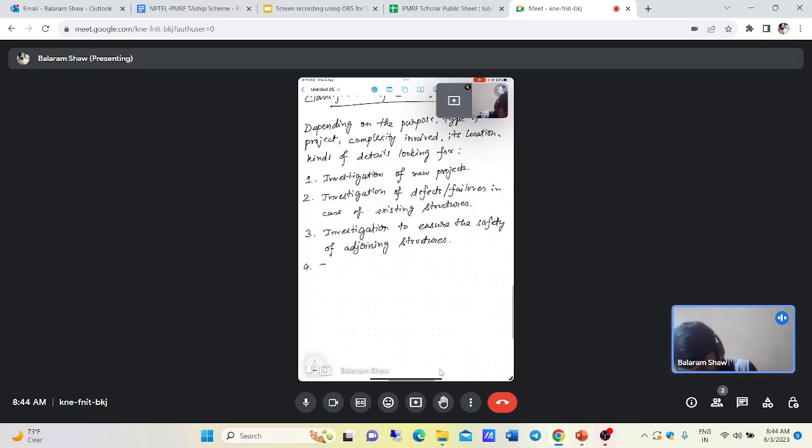And then we have the investigations with the purpose of looking for a suitable construction material source.